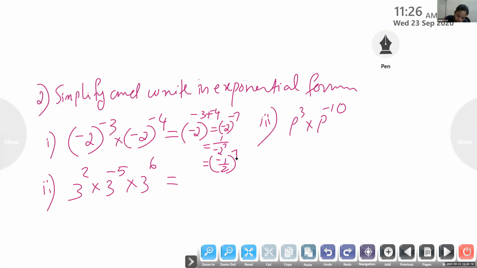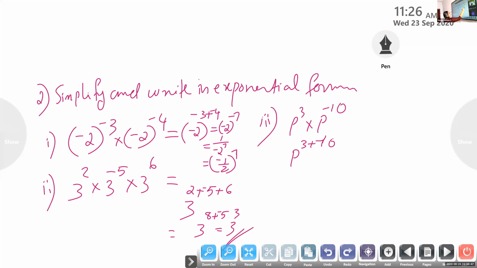Second answer will be 3 raised to 2 plus 3 plus negative 5 plus 6. Three terms are there. So it is 3 raised to 2 plus 6, 8, 8 plus negative 5. So it is 3 raised to 3. And this one, p raised to 3 plus negative 10, so p raised to negative 7, and it is equal to 1 by p raised to 7.